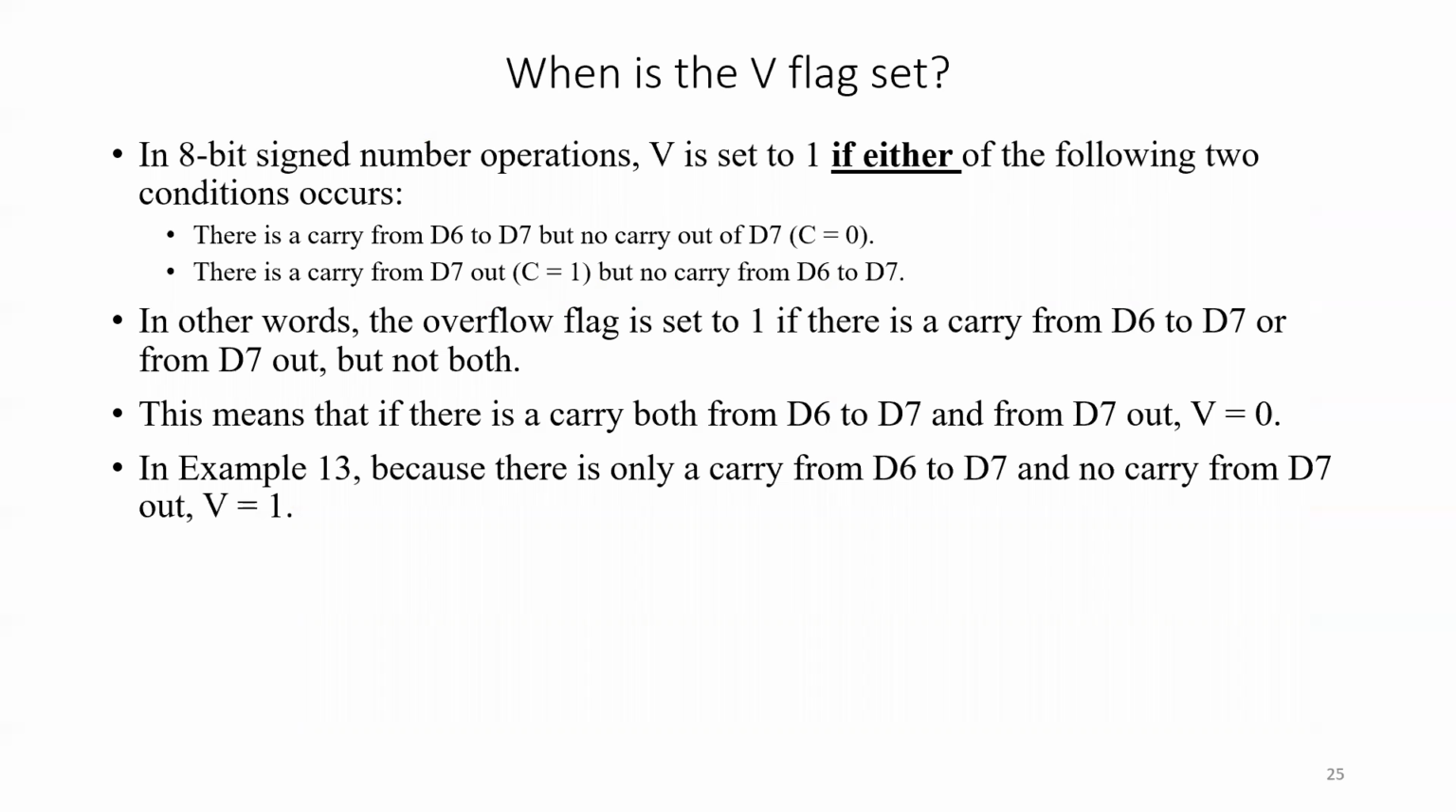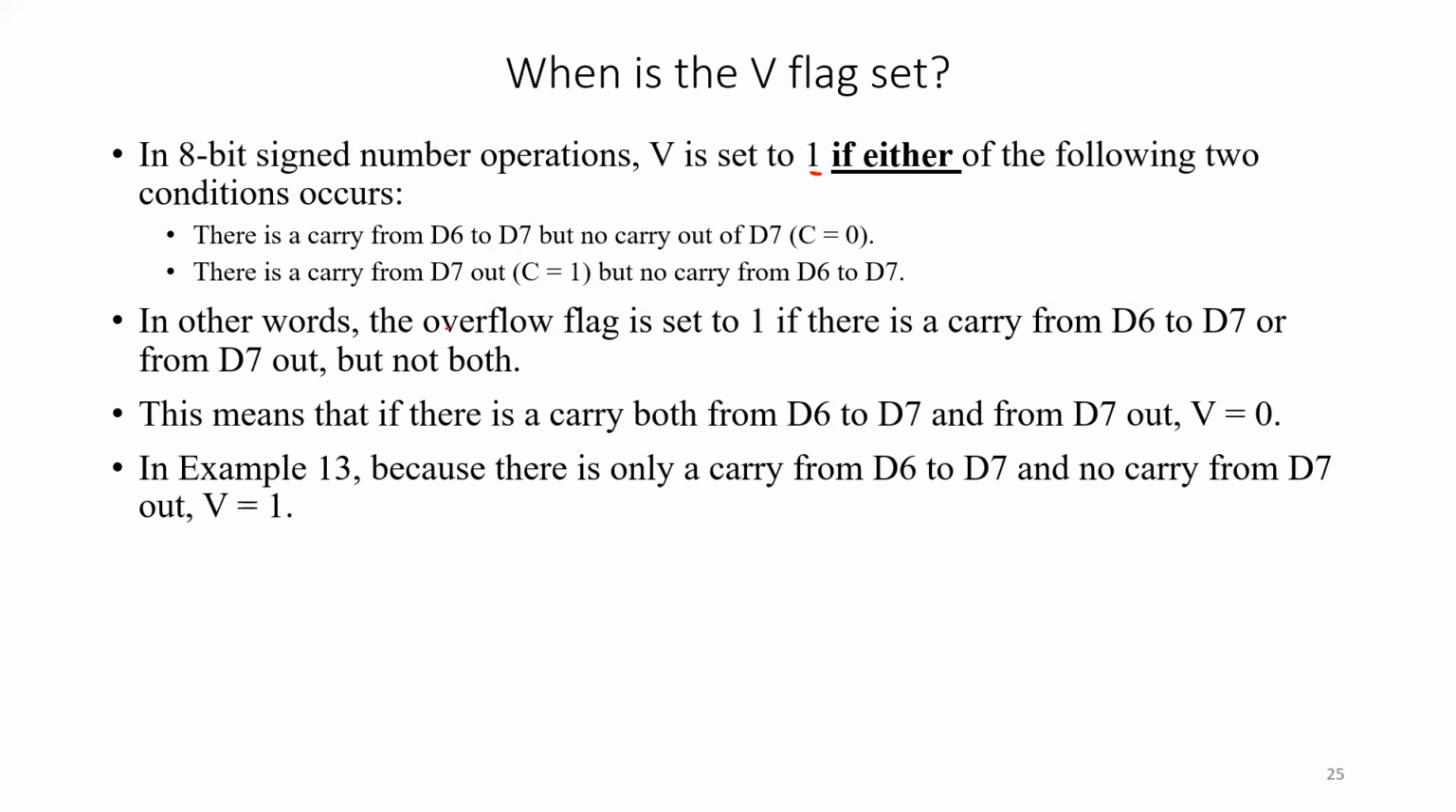Let's see how we can solve this operation, and we will see another flag, which is S, which will solve all of the problems of signed numbers. So in 8-bit signed numbers, V, or overflow, is set to 1 if either of the following two conditions occurs.